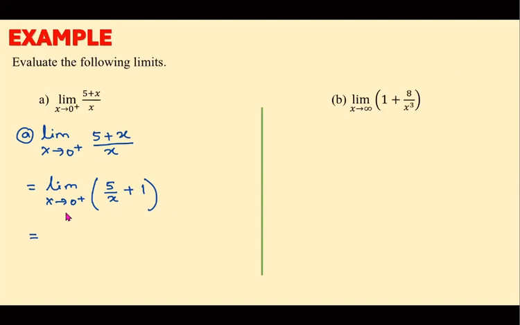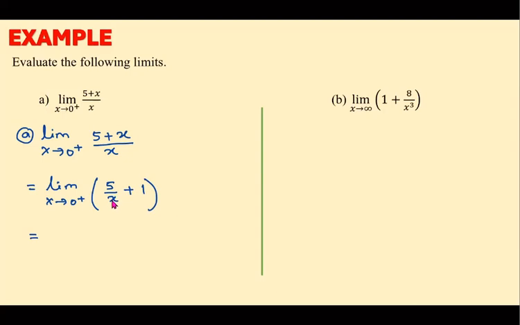Now, when we say x approaches 0 from the right, that means this number is really, really close to 0. Very, very small number, close to 0. It's a positive number because it is approaching from the right. Approaching from the right towards 0 means it's a positive number, but it's a very, very small number. So when you divide 5 by a very, very small number, that's going to be a very, very large quantity.